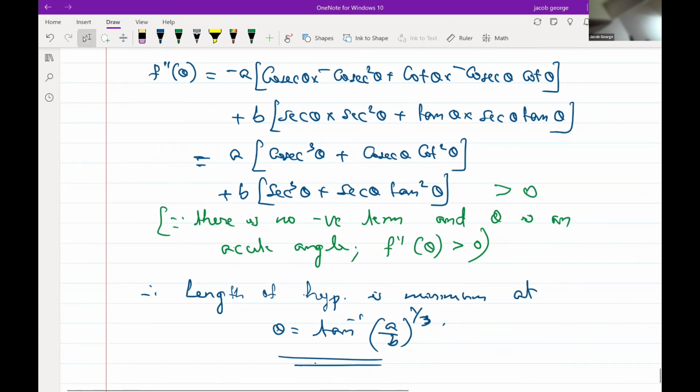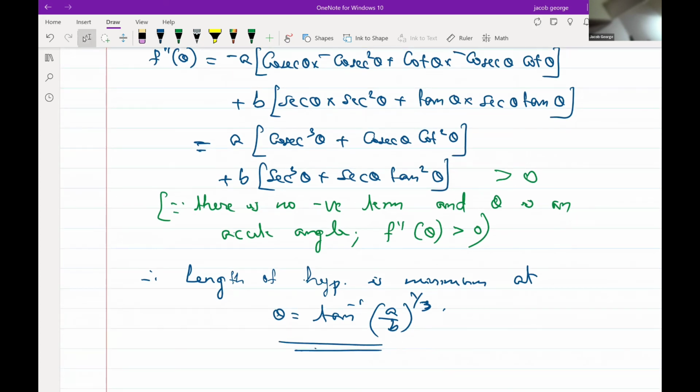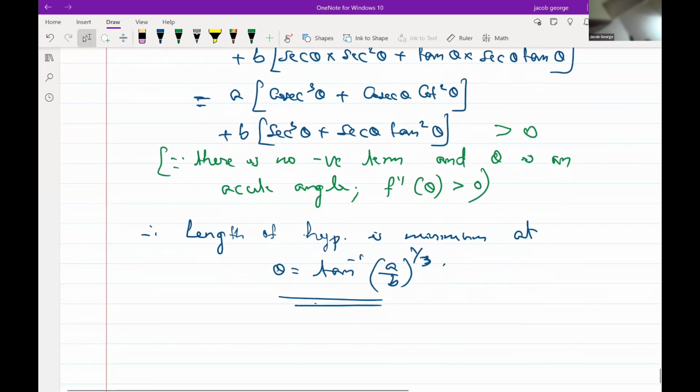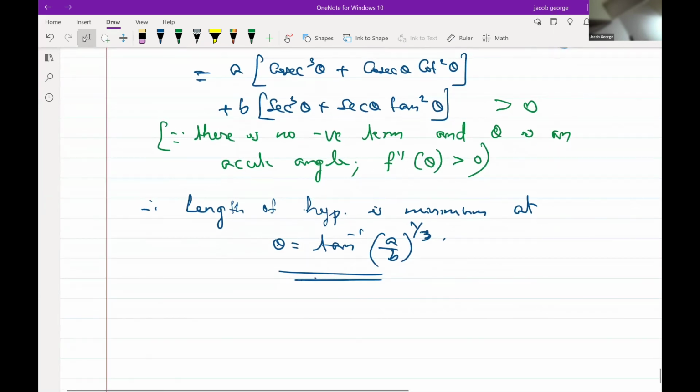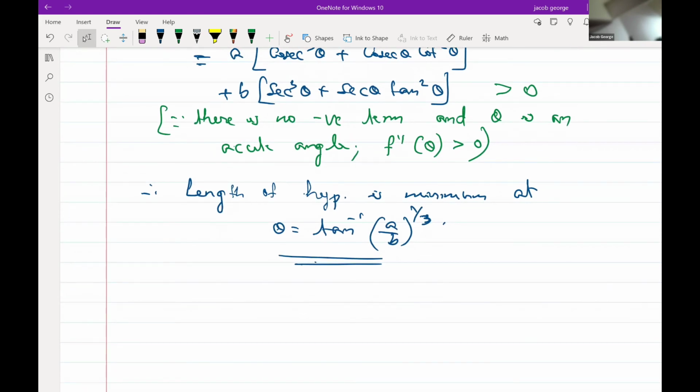So the length of the hypotenuse is minimum at theta equal to tan inverse of (a by b) the whole raised to 1 by 3. Now, the last part I am not giving as homework. If you can wait 5 more minutes, I will explain that last concluding part of this question so that we can fully complete this question here itself.